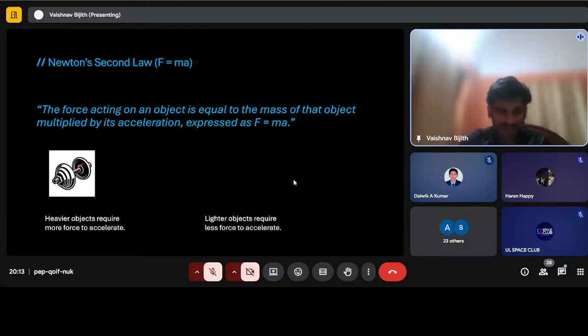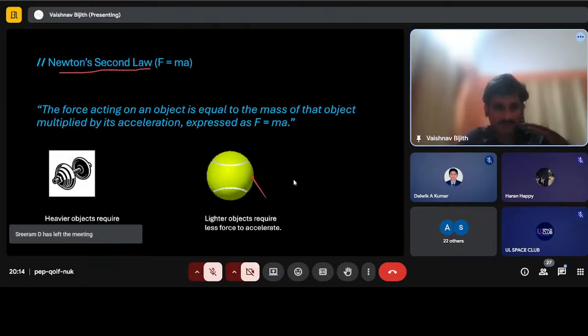Take a dumbbell, for example. Even when it is at rest and we try to pick it up, we're trying to accelerate it, and we require much more force compared to when we are trying to throw a ball, which has a very light mass. To accelerate the ball, we might require only a very small amount of force. But when we are trying to accelerate something as heavy as a dumbbell, we require more force. So that's what Newton's second law is.